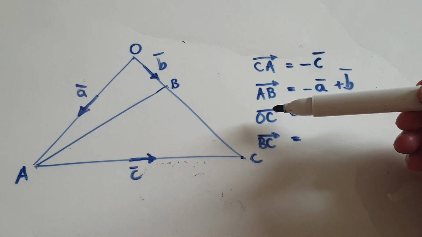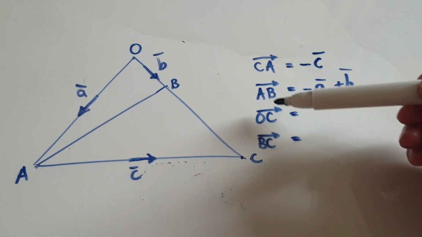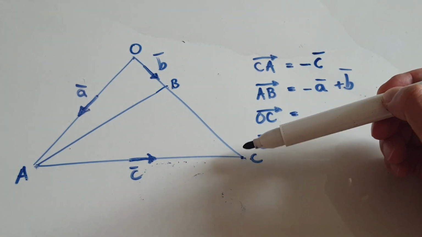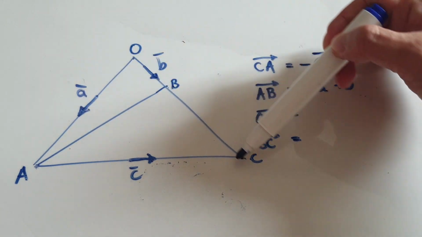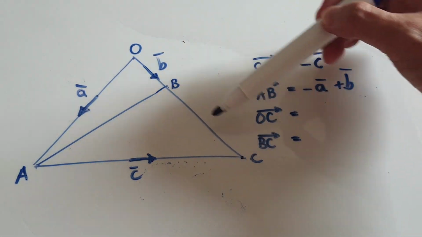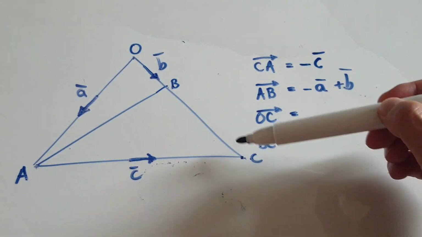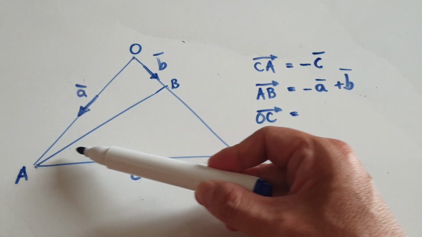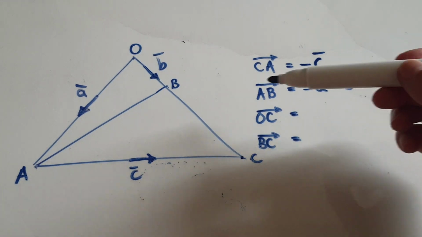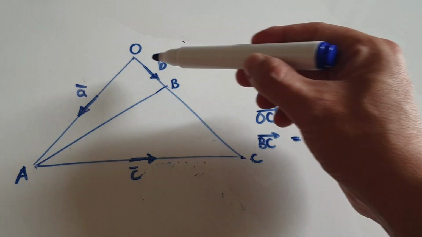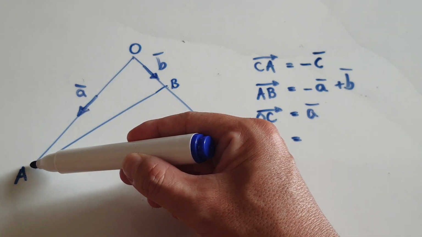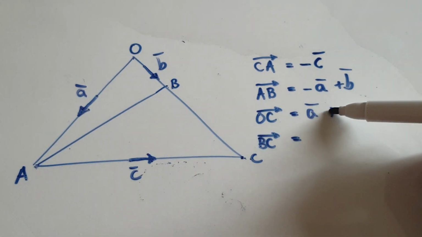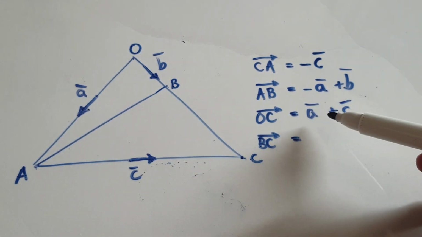Okay, so next question is, how would you get from O to C? You can't just go directly here because you don't know this vector here. So to get from O to C, you would have to move in this direction and then in this vector here. So that would be in the direction of A and then in the direction of C. So that would be your answer.